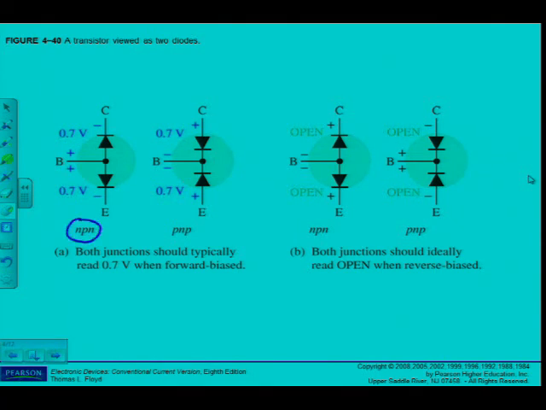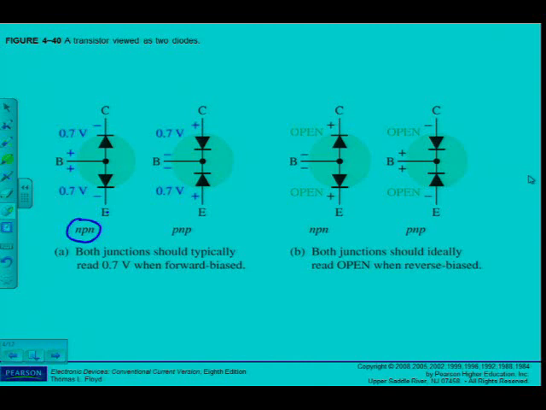Let's look at the NPN first. Then the junctions operate as follows. So if I want to forward bias the NPN junction, base emitter, if I put the red lead on the base and the black lead on the emitter, then I should read approximately 0.7 volt if the junction is functioning properly. Between the base and collector, same thing. If I forward bias, red lead on the base and the black lead on the collector, I should also read approximately 0.7. It's not going to be exactly 0.7 volts.